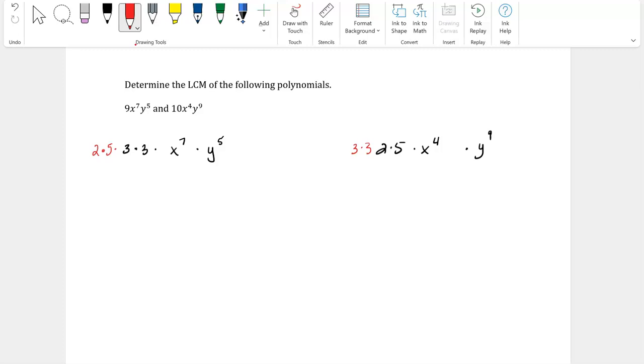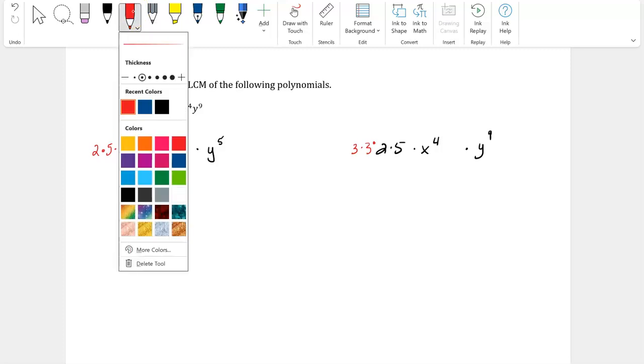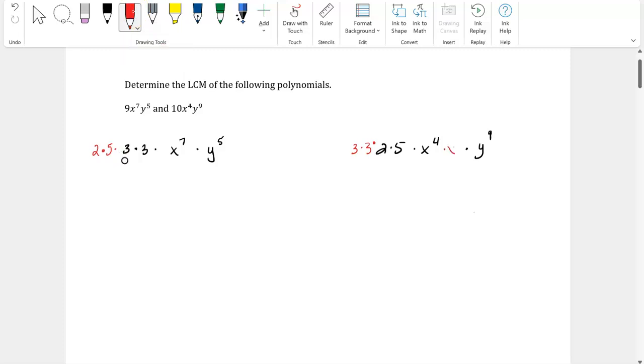The first expression has 7 x's. That's what x to the 7th means, right? The second expression has x to the 4th, so it has 4 x's. In order for both expressions to have the same number of x's, I can simply go to my second expression and multiply it times x to the 3rd. That will give me 7 x's in my second expression. Now both expressions have x to the 7th.